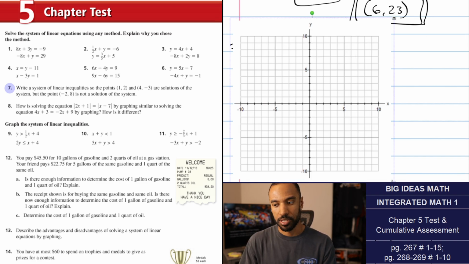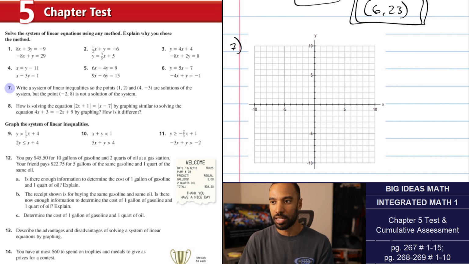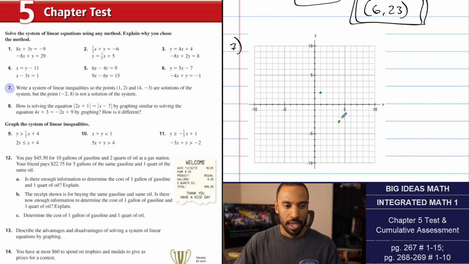Really helps to have the graph in these cases, because then you can create a boundary line based off that. So I'm going to put in green what would be a solution: (1, 2) and (4, -3). And then (-2, 8) is not. Now I could take the easy way out, and I could say, hey, x is greater than 0.